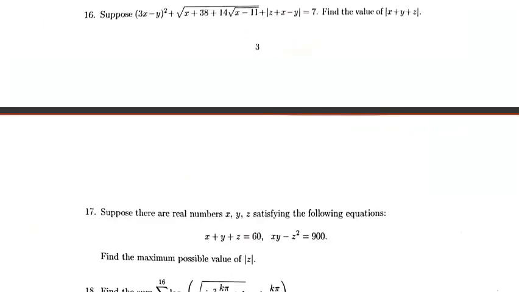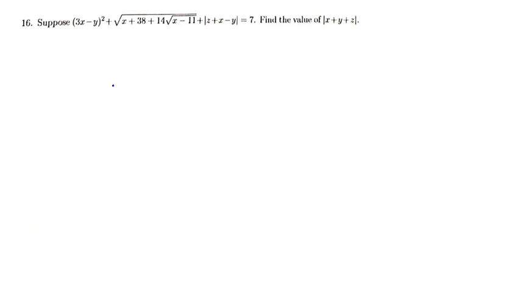SMO 2020 senior section first round problem number 16. Suppose this term equals 7. Find the value of absolute value of x plus y plus z. For this term, and this term. This term is a little complicated inside the square root. Can we write it as a square?